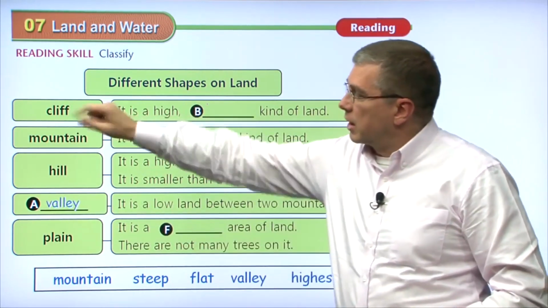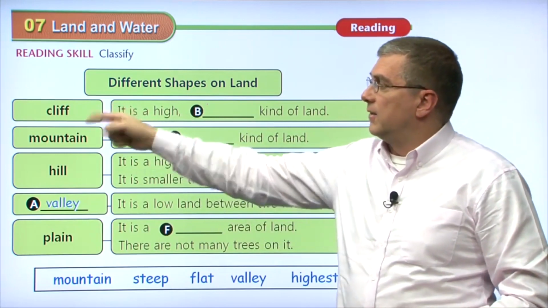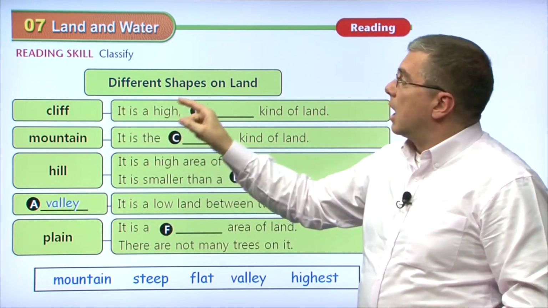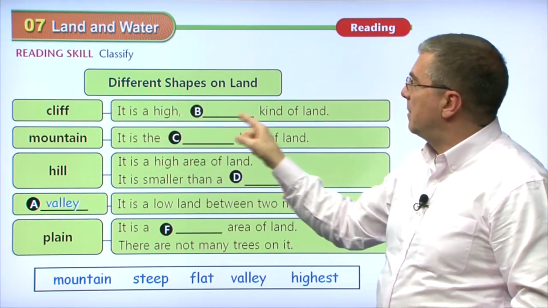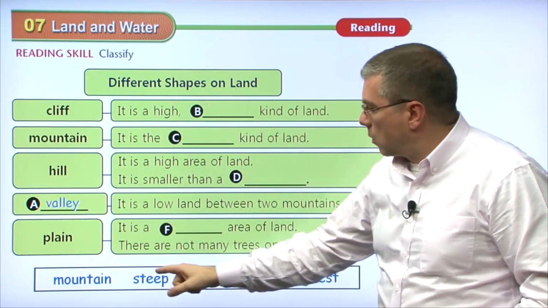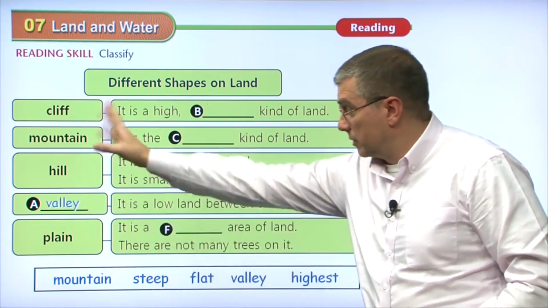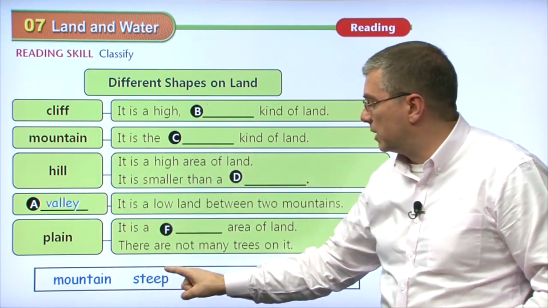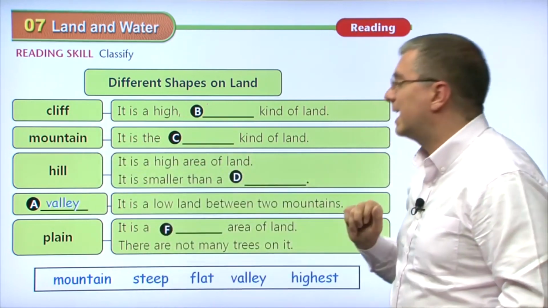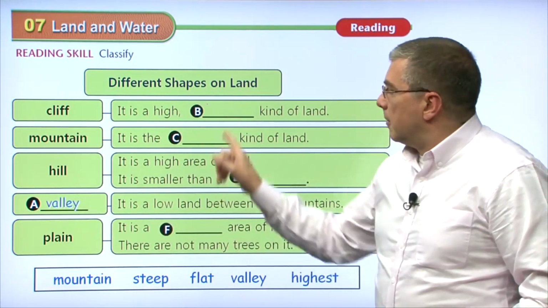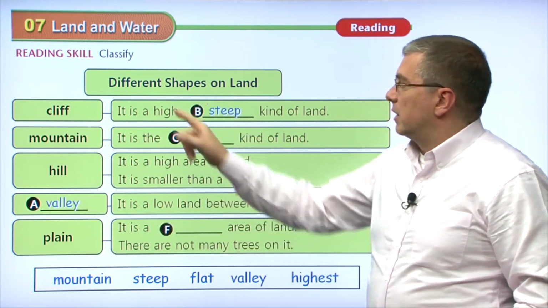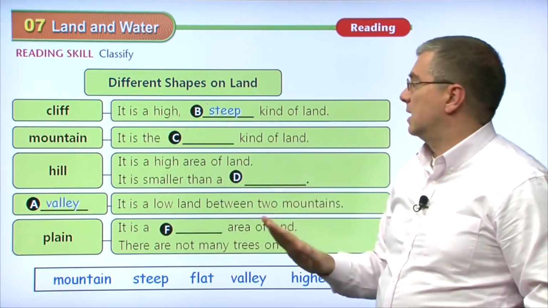Jump back up. We're talking about a cliff. That is our feature of the land. Our definition: a cliff is a high, beep kind of land. Now, what word goes here? Of course, we're not going to use mountain or valley. Those belong over here. So we need to choose between steep, flat, or highest, right? Of course, steep would be the best choice here. It is a high, steep kind of land, a cliff.